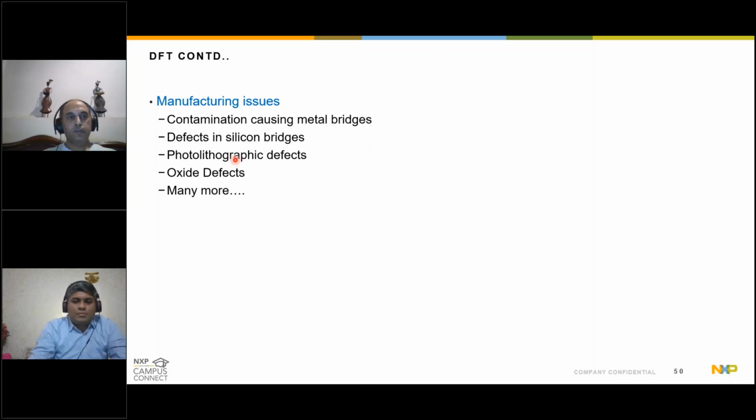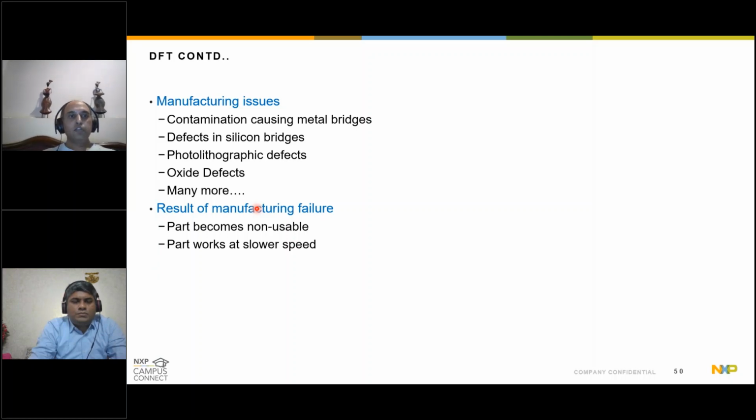And the reasons for the manufacturing defects could be, let's say, contaminations causing metal bridges. A metal bridge is nothing but a short between two metal wires. Defects in the silicon bridges, photolithographic defects, oxide defects. These defects will ultimately result in some shorts, or some of the nodes remaining open, some nodes getting shorted, or one of the nodes taking more time to make a transition than what you simulated. So these are the end manifestations this manufacturing defects may result in.